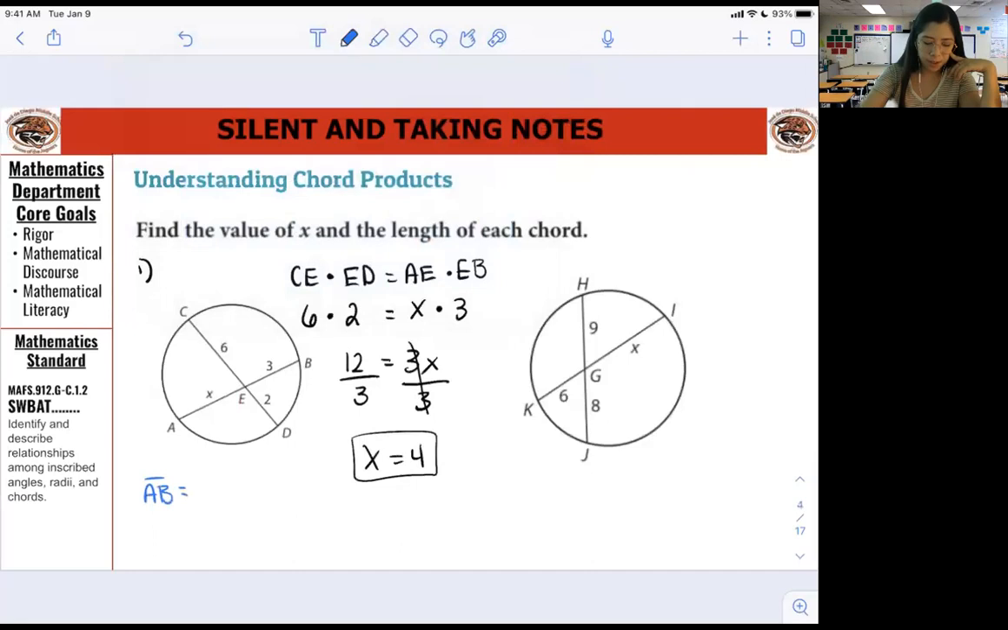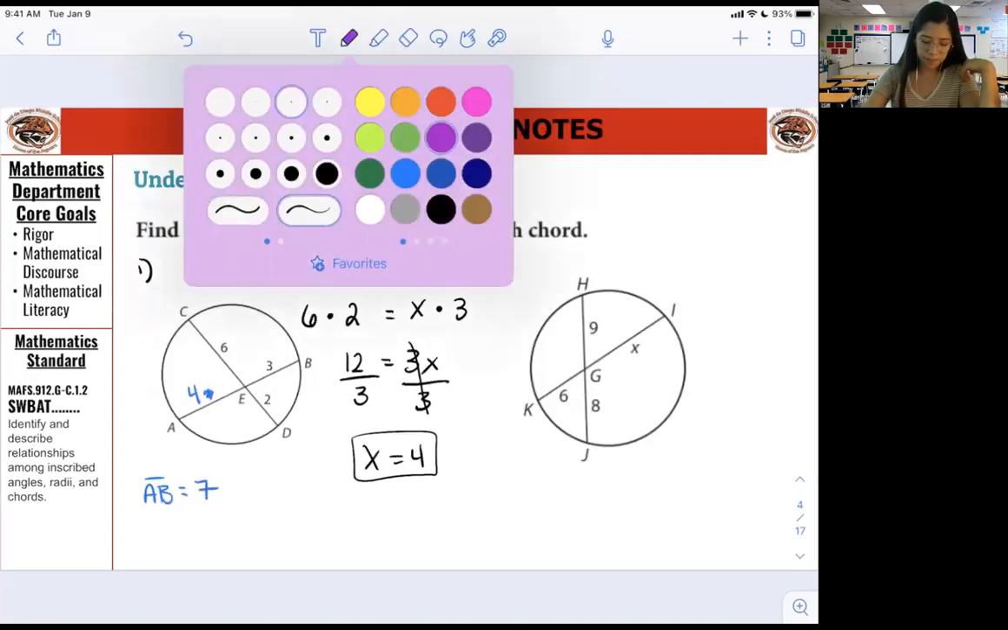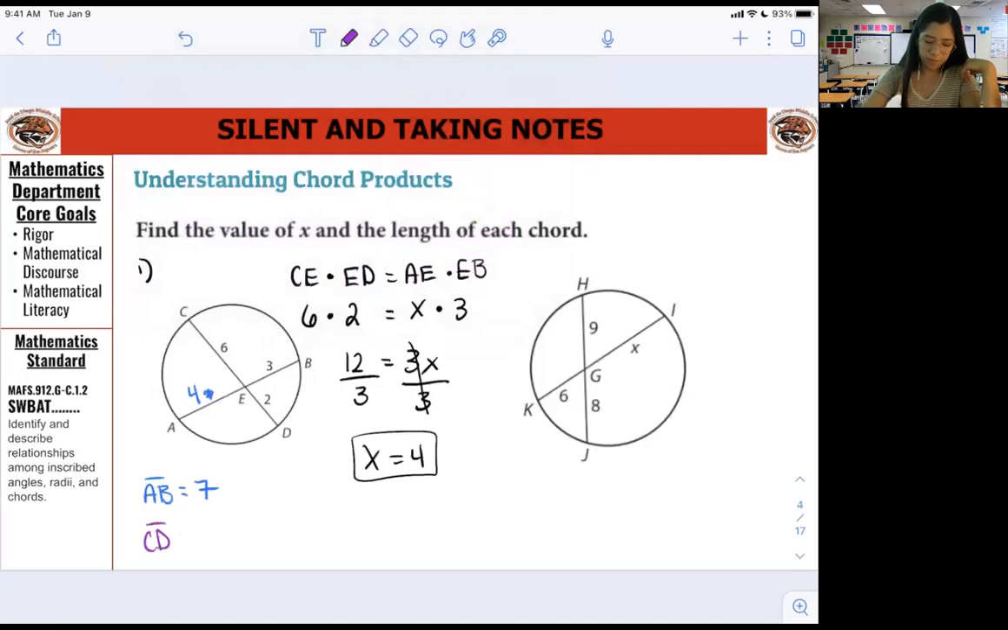Since x is 4, we're just going to add those lengths together. So 4 plus 3 is 7, and then how long is CD? Yeah, you had it, Tyrone. CD is 8.